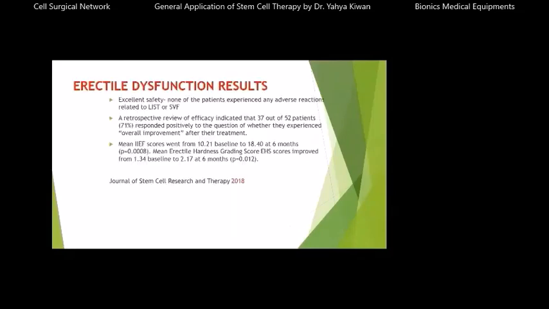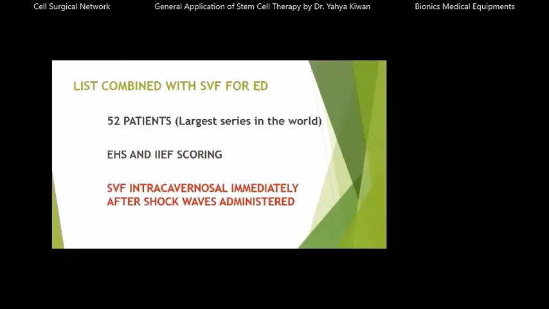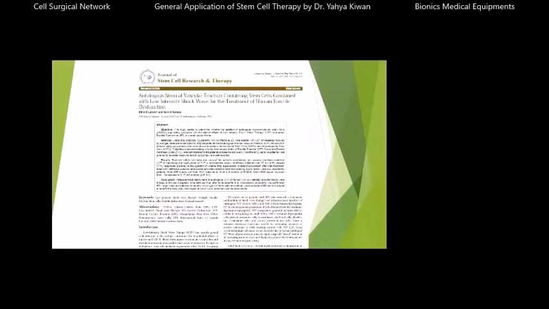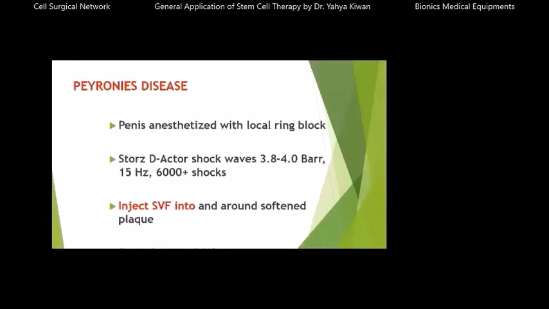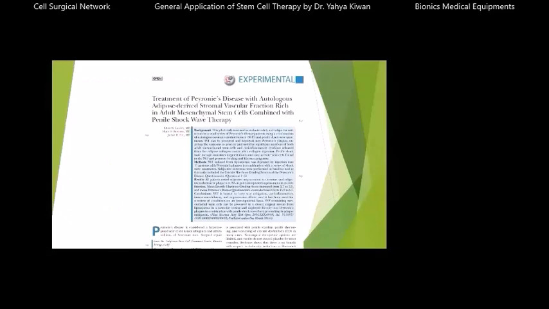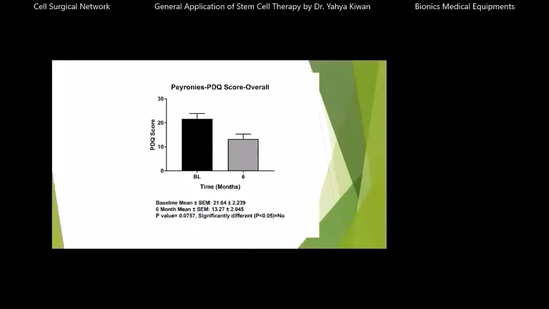Erectile dysfunction, excellent result of SVF. Of course, combined with a certain technique which is developed by the Cell Surgical Network called shockwave therapy. And these are the publications, but I'll pass them quickly. Peyronie's disease, again, urologists know that very well. There is a good success rate in Peyronie's disease. This is the paper on Peyronie's disease and the success rate after 6 months. So the p-value is significant.